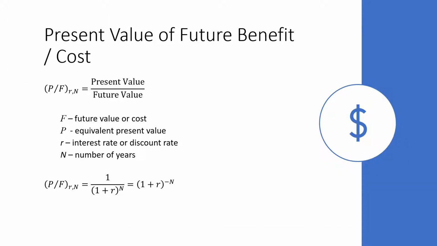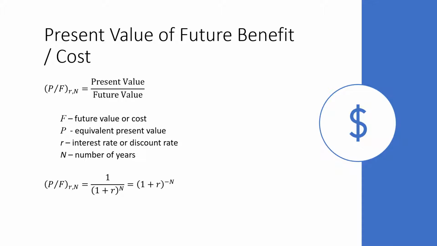And what we do is we're going to calculate a factor, and there will be other factors like this for annual or gradient series. But in this case, we call this the P over F. So it's essentially the present value divided by the future value. So you can imagine if you multiply this by future value, we end up with the present value. And you can see it has two subscripts, one R for the interest rate, or the discount rate that's going to be used in doing this calculation.